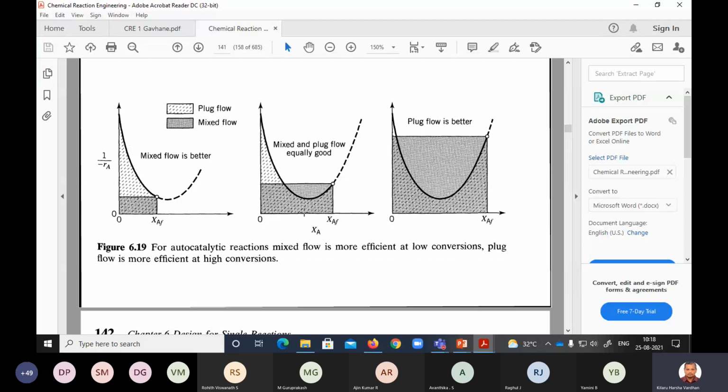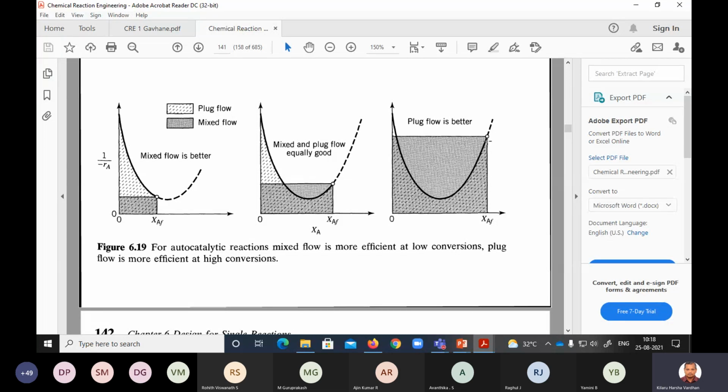Now what will happen if, for the same rate, I want a bigger conversion, like this? If I want a conversion XAF, more conversion, and I use an MFR, the area of a rectangle is this. Area of a rectangle is this, correct? And if I use a plug flow reactor, the area under the curve is the volume.